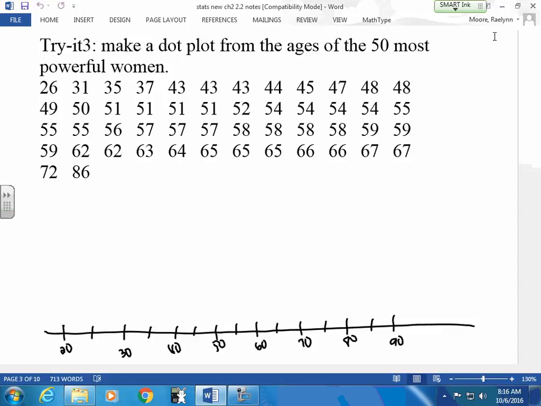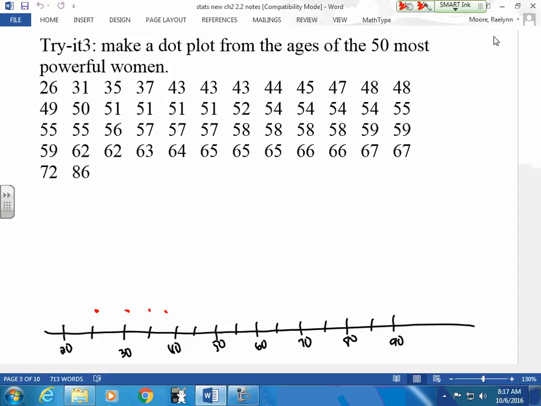Now, for each one, you're going to put a dot. Bear with me because my board is always off. At 26, I'm going to start my dot line right here. There's my 25, there's my 26. At 31, there's my 31. This should line up right here. At 35, put a dot. Same space apart. You guys should be doing this in your notebooks. At 37, put a dot.